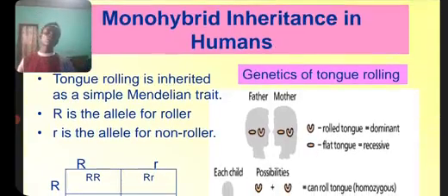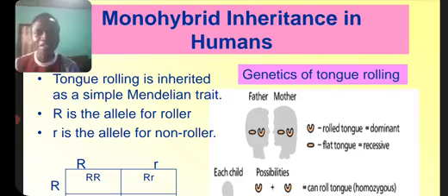Now we're going to look at monohybrid inheritance in humans. We have been looking at plants, and now we're going to dive deeper into humans. We're going to begin with the genetics of tongue rolling. Some of you know this, some of you don't, but some individuals in the human population are able to roll their tongues while others are unable to.